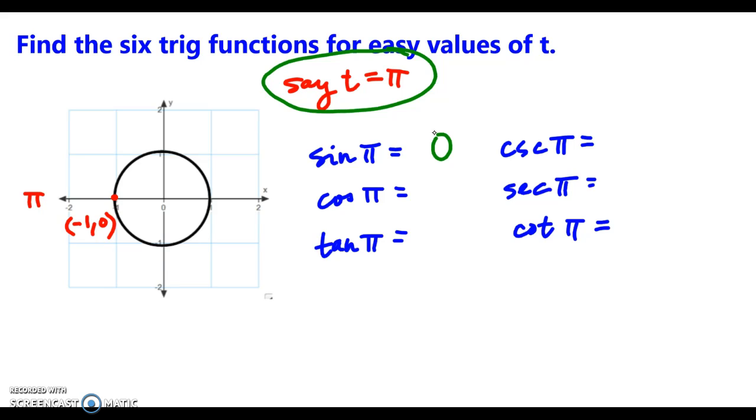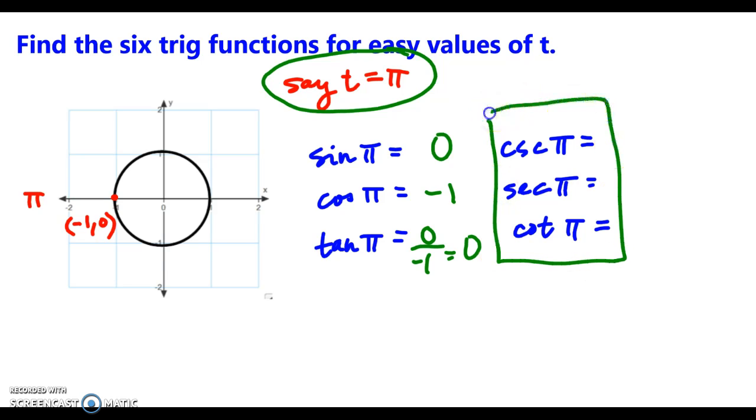If we want to find the cosine of pi, if you remember, cosine corresponds to the x value, and the x value is -1. And then tangent is our y value over our x value, which would be 0 over -1, which is 0. Then when we get to the other 3 trig functions, which are the reciprocal trig functions, cosecant is the reciprocal of sine. So we need to stop and think, what is the reciprocal of 0?